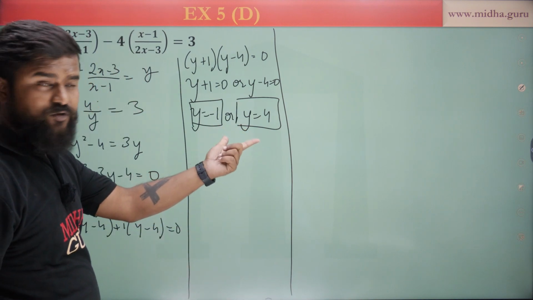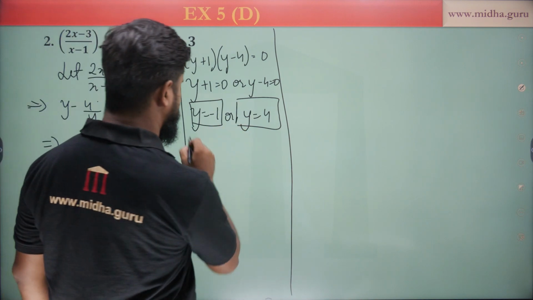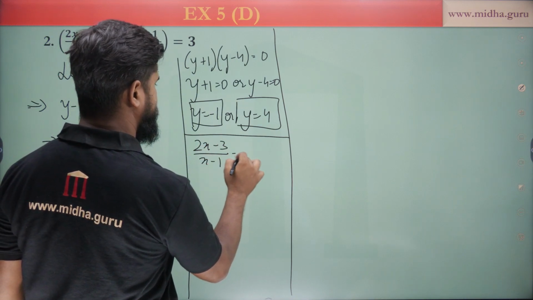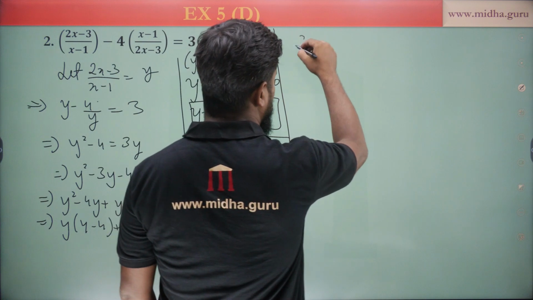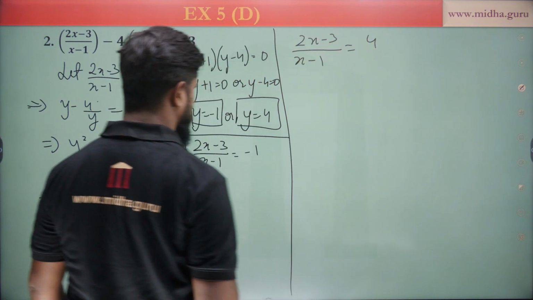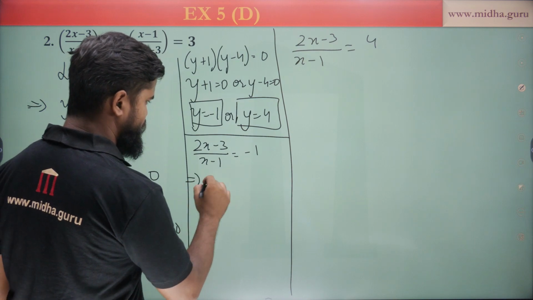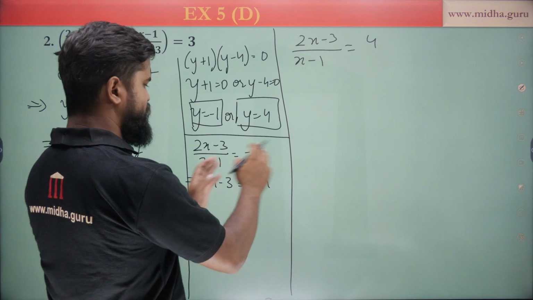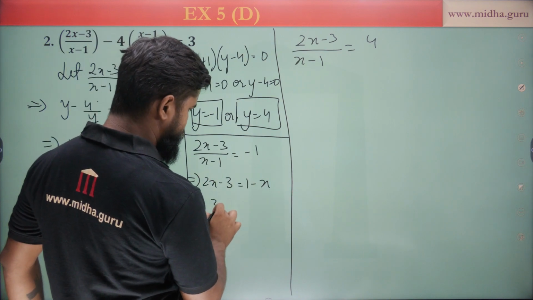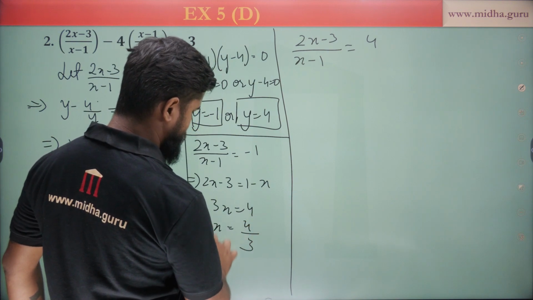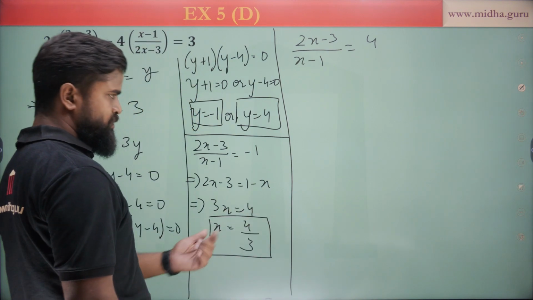Now we will substitute these two values into our original substitution that we took. So 2x minus 3 by x minus 1 is equal to minus 1, or 2x minus 3 by x minus 1 is equal to 4. Here we will get 2x minus 3 is equal to 1 minus x. We bring 3 to this side and x to this side. We get 3x is equal to 4. x is equal to 4 by 3. This is one value for x.